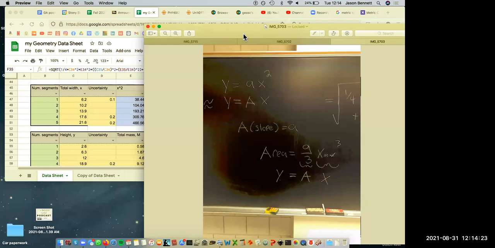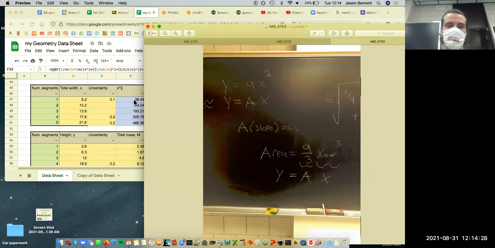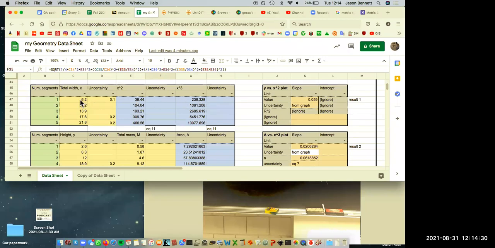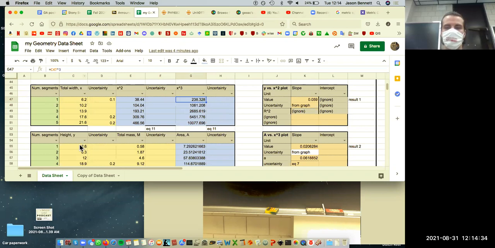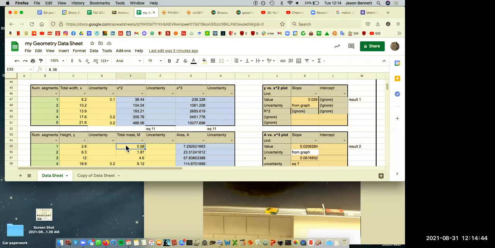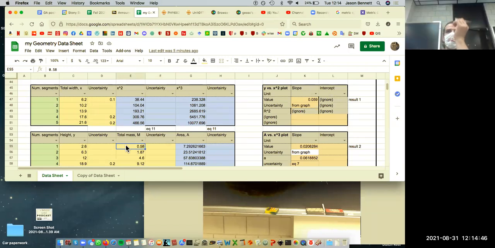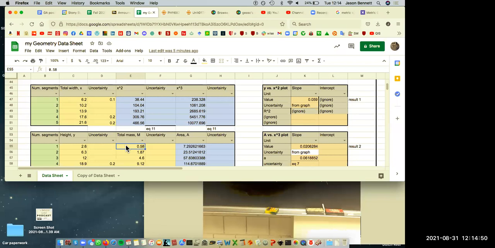And then x squared is just squaring those quantities. X to the 3 is taking that quantity and doing it to the third. Height is easy because every time you add one, it's just the height of the polyfill. It's this side right here. Mass is the mass of all of them. So here I'm putting this one on the scale, then both of them on the scale, and this, and all three on the scale.